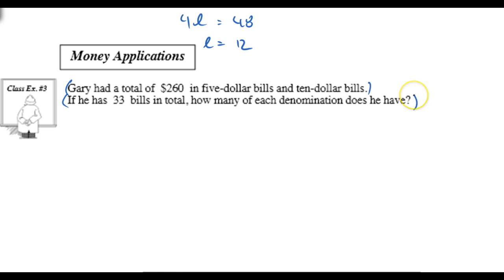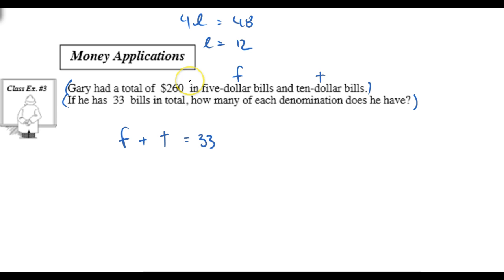All right, let's go ahead and create our equation. Let's use F for the $5 bills, and we can use T for the $10 bills. I'm going to start with the second sentence first. It says if he has 33 bills in total, well, how many bills does he have? He has F $5 bills plus T equals 33. So he has some $5 bills and some $10 bills.